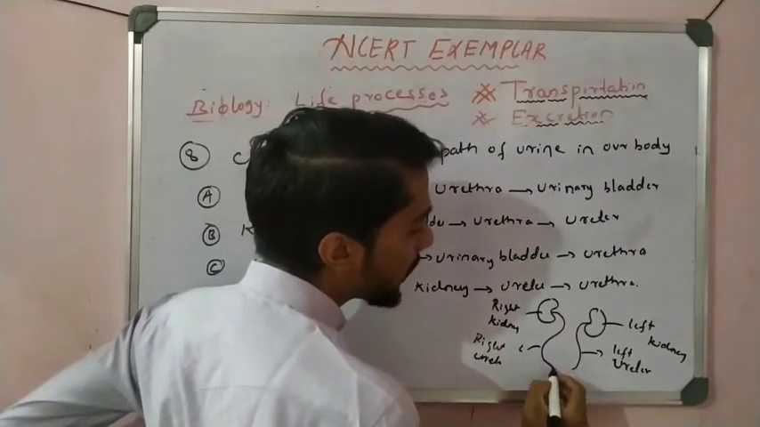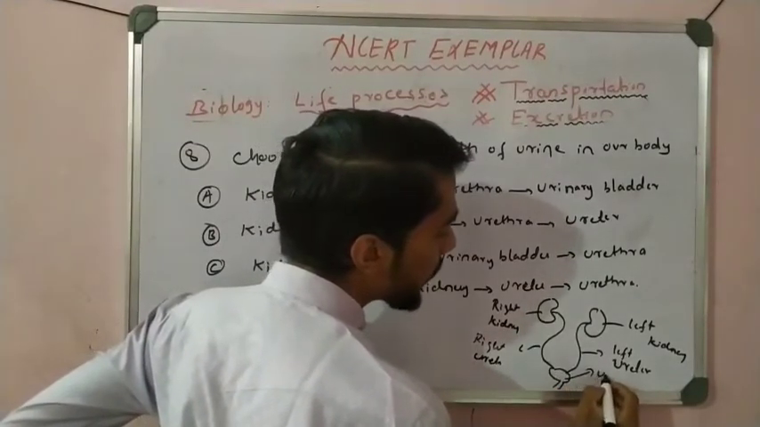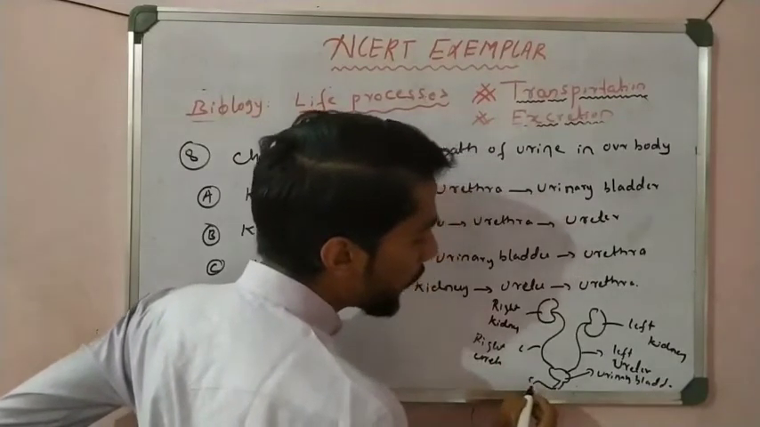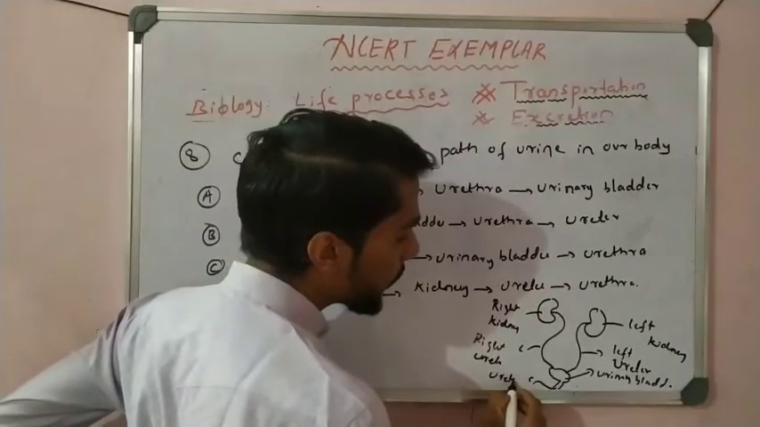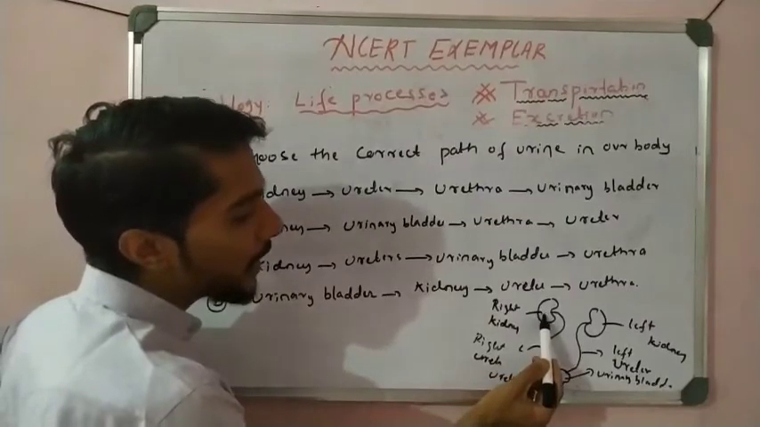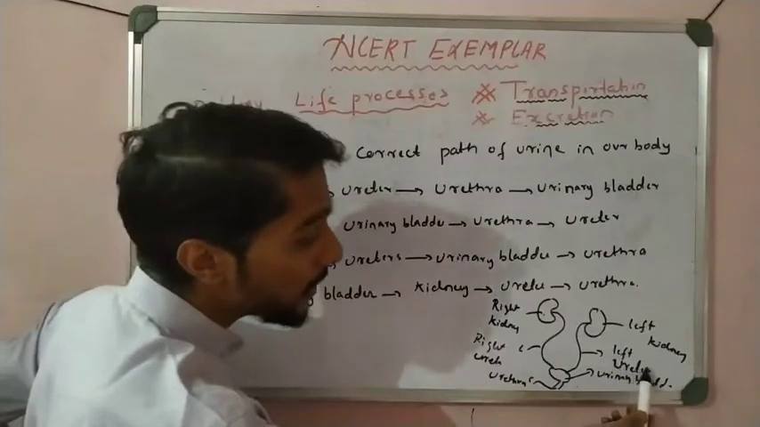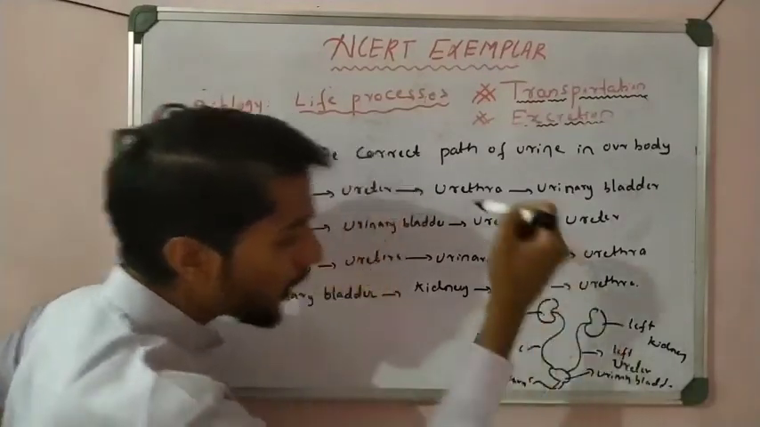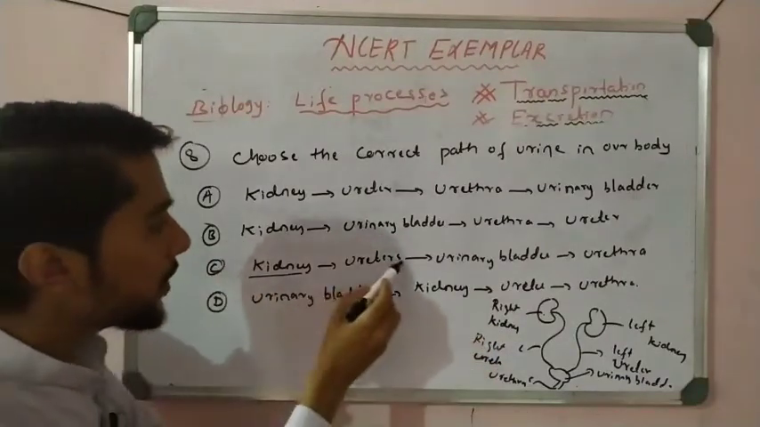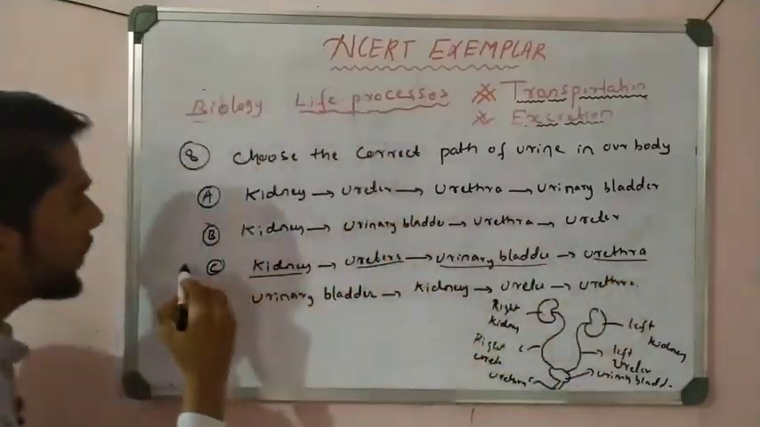And after that we observe that a bag is coming here, and that bag is called the urinary bladder. And the opening of the urinary bladder is called the urethra. So this is the sequence. First the blood is in the kidney, and from the kidney to the left and right ureters, then the urinary bladder, and then the urethra. So first kidney, then ureters, then urinary bladder, and then urethra. So option C is correct.